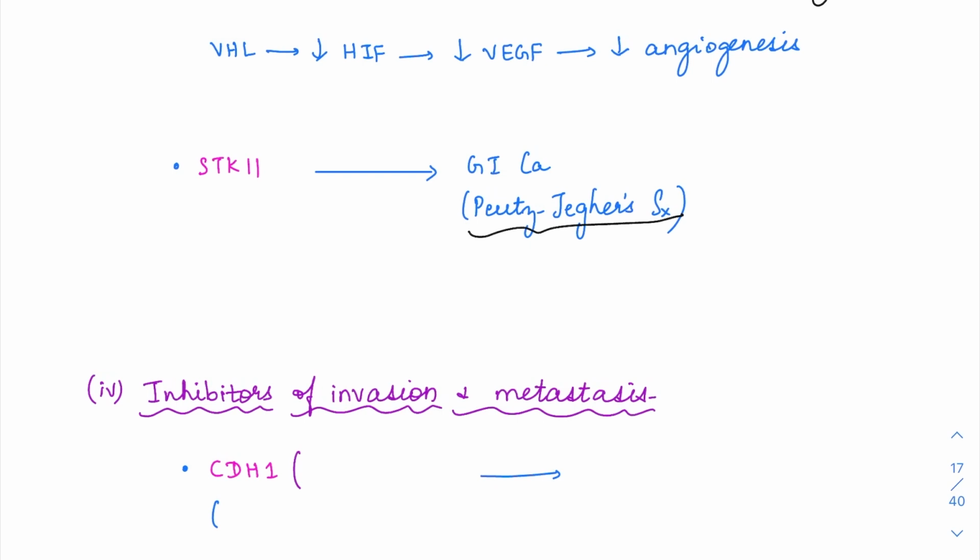Peutz-Jeghers syndrome is going to result in formation of colonic polyps. Along with that, the patients will also develop pigmentation around the anogenital region and also around the mouth. Okay, so in the perioral and the perianal region, you are going to have hyperpigmentation. Apart from that, they are going to have multiple colonic polyps as well. Okay, and they are at risk of developing GI cancers.